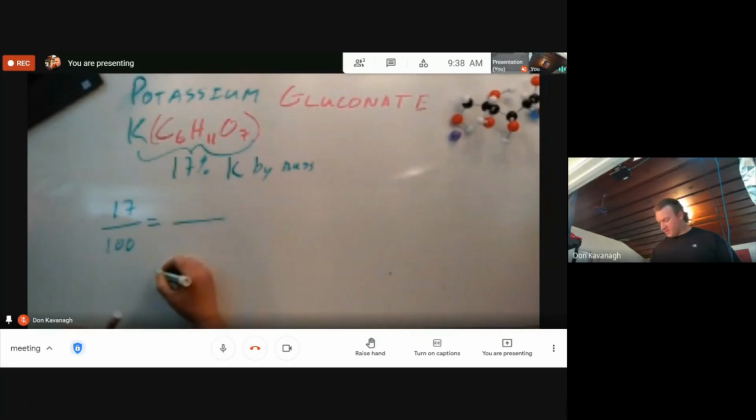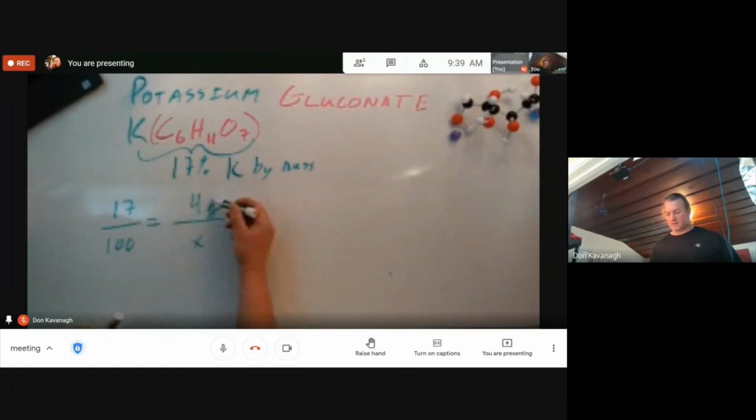So we want to get 5 grams, let's say 4 grams of potassium. So this is the percentage of potassium for the potassium gluconate. This is the potassium we want. How much potassium gluconate do we have to ingest? In the numerators, both of these numbers are representative of potassium. In the denominator, both of these numbers are representative of potassium gluconate. So now you cross multiply and divide.